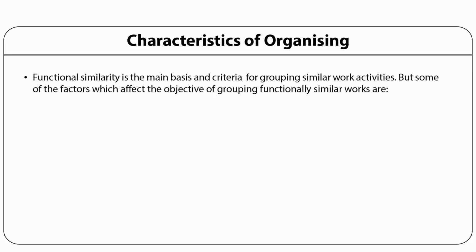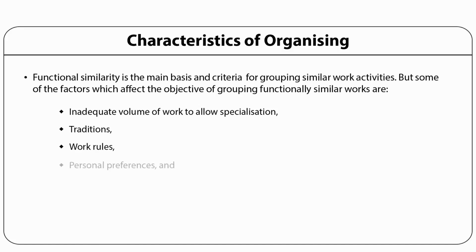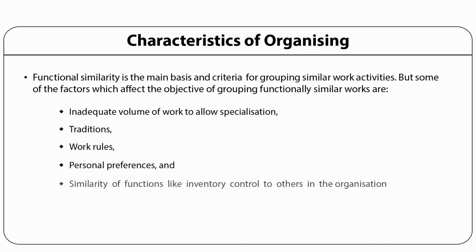But some of the factors which affect the objective of grouping functionally similar work are: inadequate volume of work to allow specialization, then traditions, work rules, personal preferences, and similarly the relation of functions like inventory control to others in the organization.